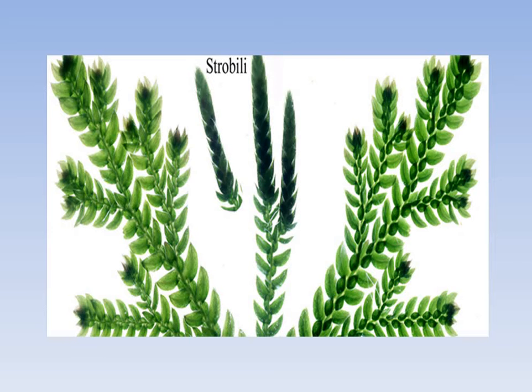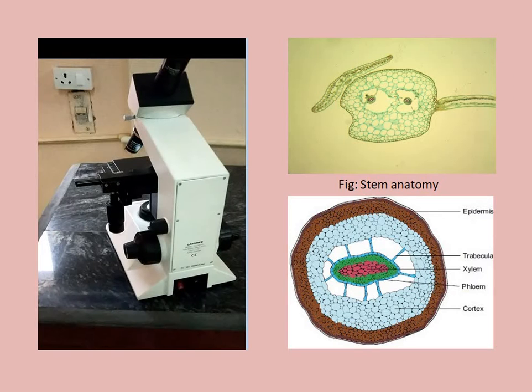The stem is long, slender, usually dorsiventral, and prostrate with erect branches. In some species, the stem is also erect. Regarding the anatomy of the stem, anatomically it is differentiated into an outer layer of epidermis, a middle layer of cortex, and a centrally located stele.